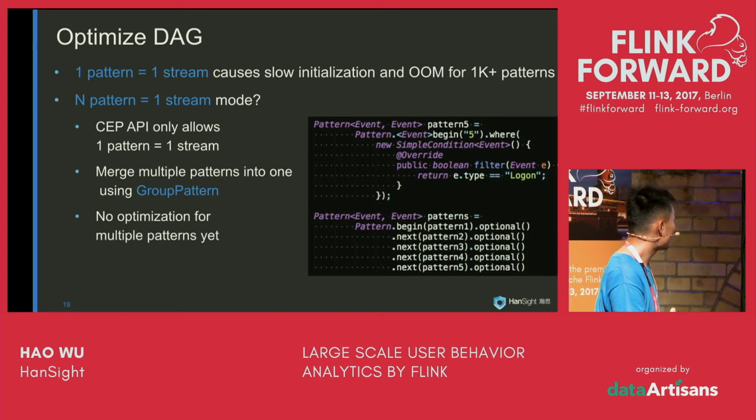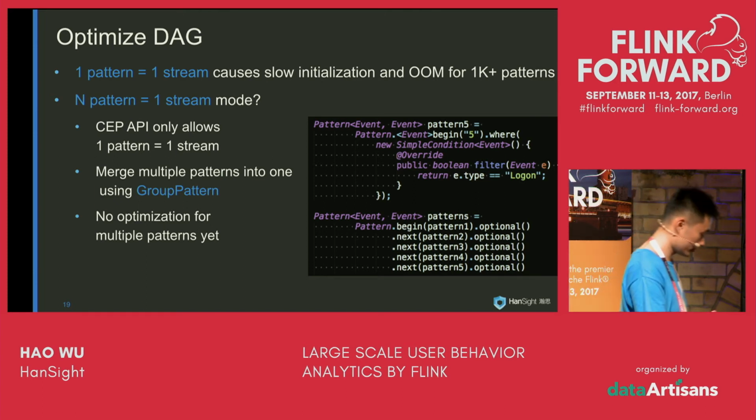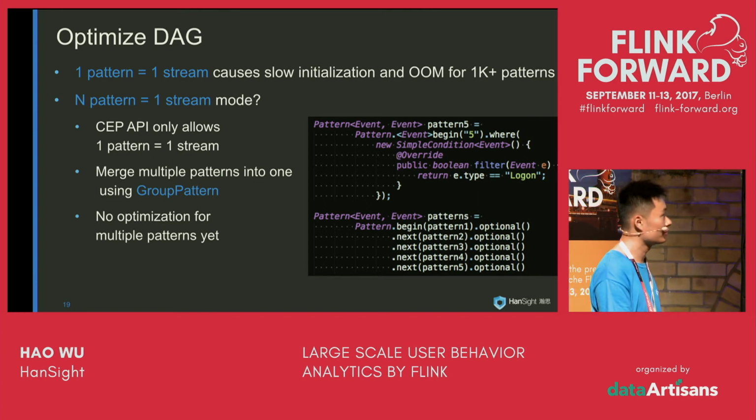So let's talk about how to optimize the DAG. As I mentioned, let's say you have over 1,000 patterns. So like 100 rules, and each rule has a few patterns. So you have 1,000 patterns here. If you just map one pattern to one stream, that means when you start the Flink application, you have to initialize thousands of streams, which will just run into out of memory instantly. You won't even be able to start it. So that's before Flink 1.4. You can only do this.